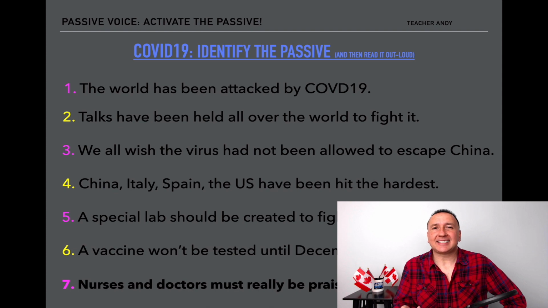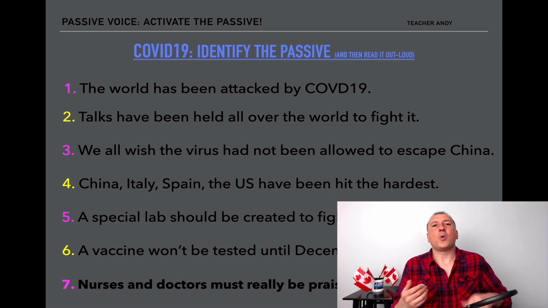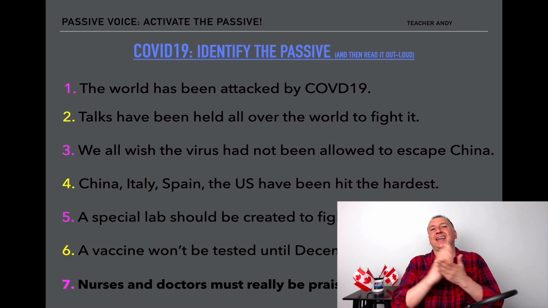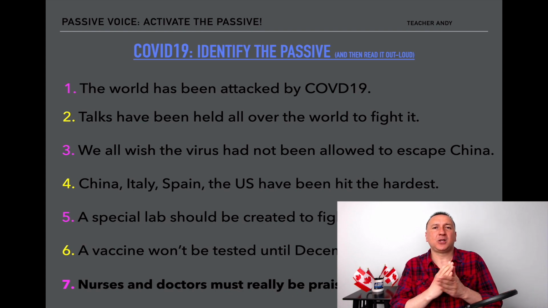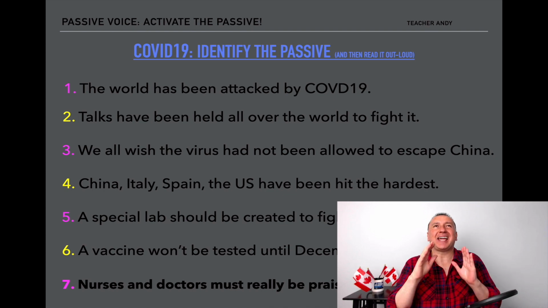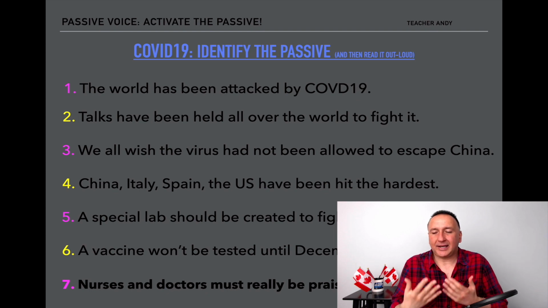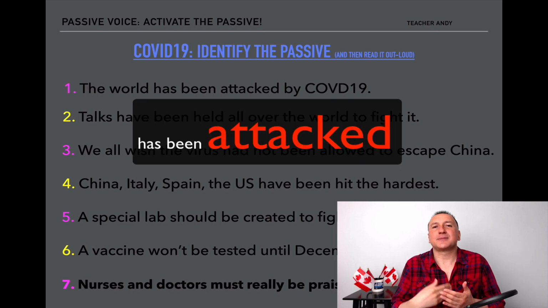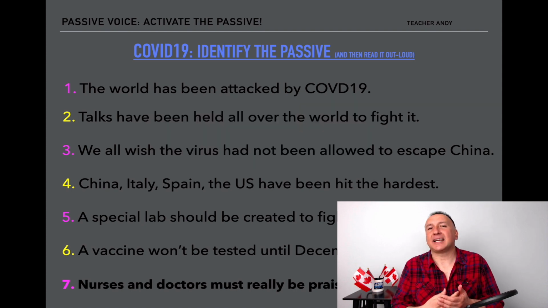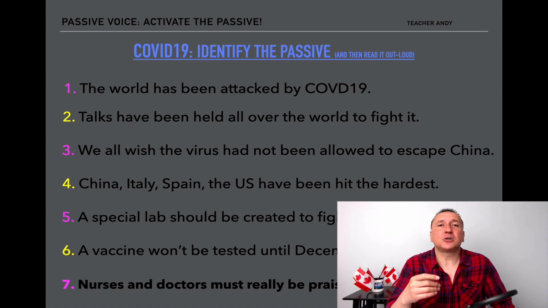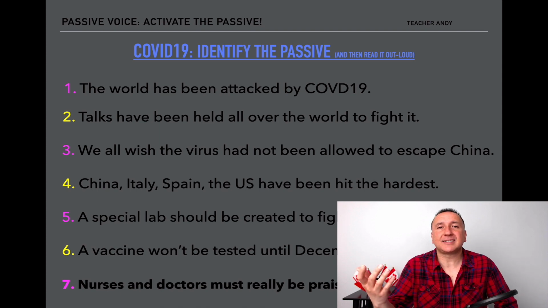Now, the idea is that in English, remember from other lessons we have done here at Proactive ESL, when we speak in English, we don't accent every word, we don't accent every syllable. We say things in groups. We have thought groups that are the ones that we actually use for intonation. And the way that we say it is like this. The world has been attacked by COVID-19. You see the difference? If you said it the other way, the problem is not so much for speaking because people will understand what you're saying.